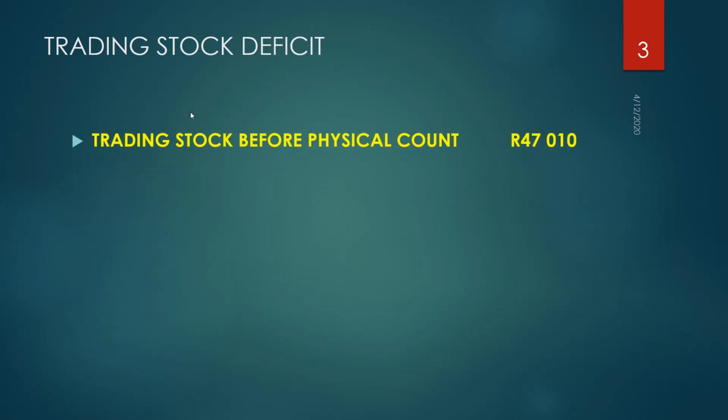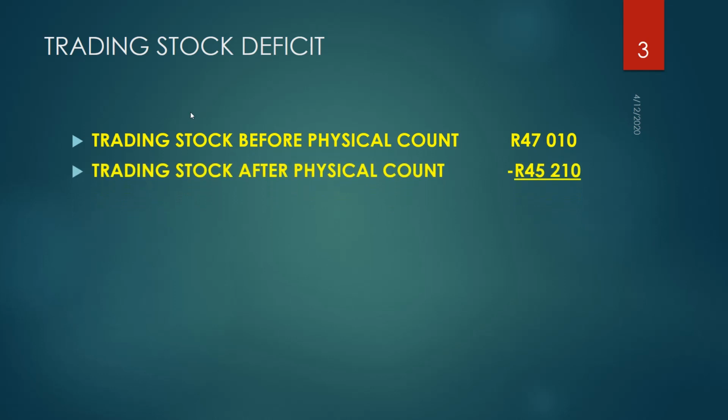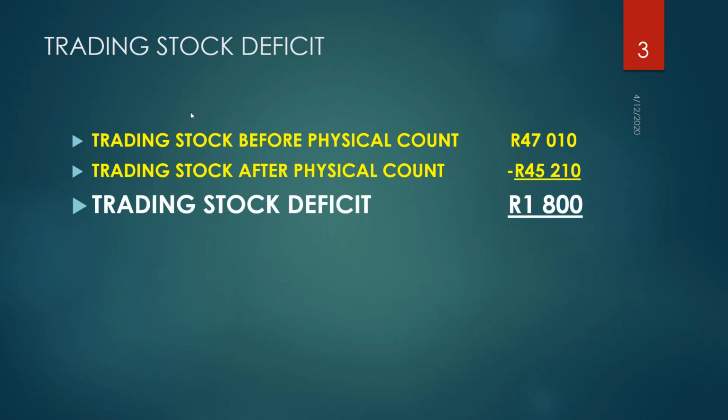As you can see, now we want to determine the trading stock deficit. You'll realize that the trading stock before the physical count, taking the adjustment relating to the burglary, was 47,010. Subsequently, the partnership performed a physical stock count and determined that stock is actually valued at 45,210. The difference between the two will result in a trading stock deficit.